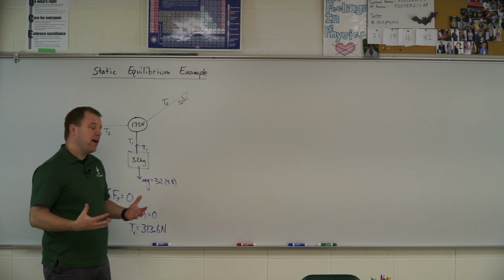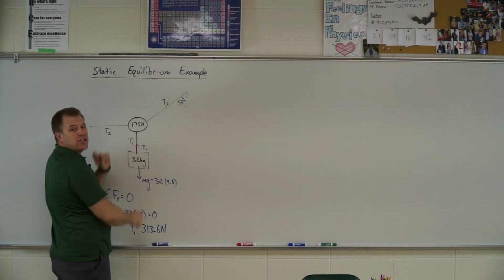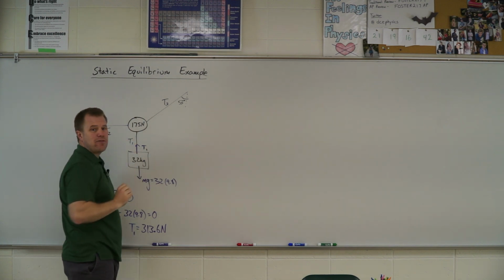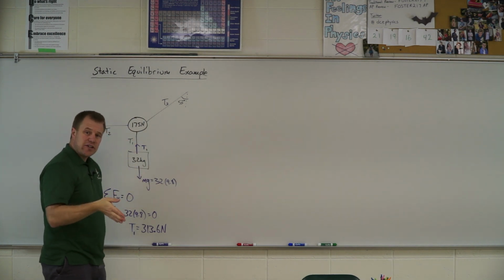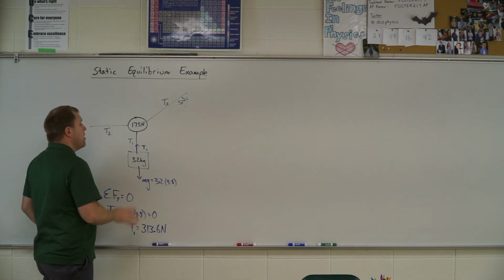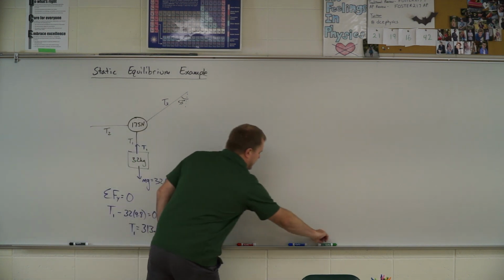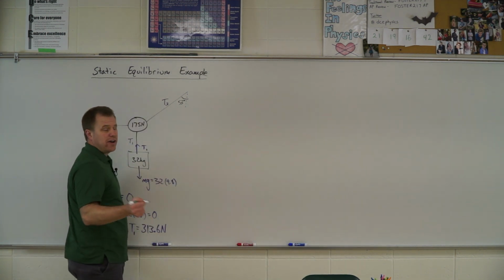So what we're going to do now is, now that I know T1, I can generate two equations to find T2 and T3. And so I'm going to get an x direction equation and a y direction equation. That's going to get me my two equations. But what do I do with these tensions that are at angles? All right, so let's start drawing our free body diagram.